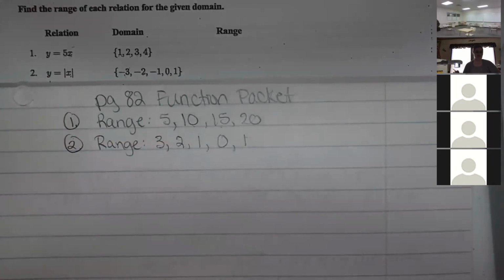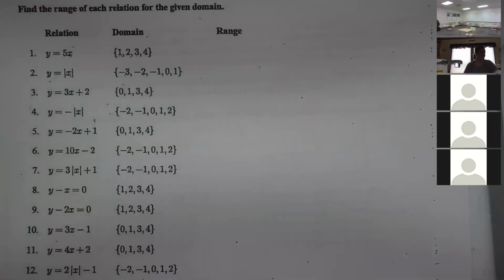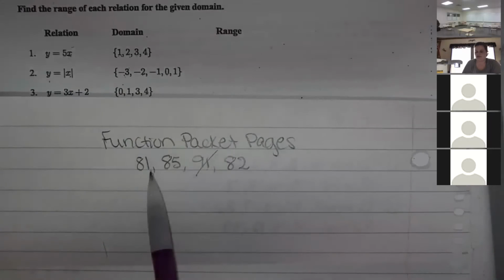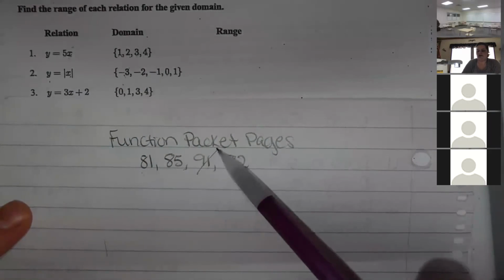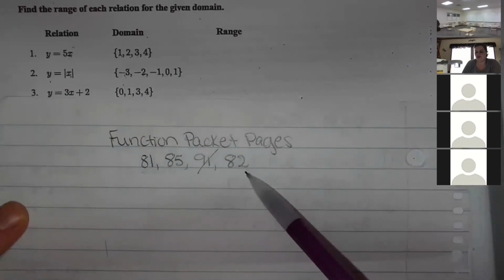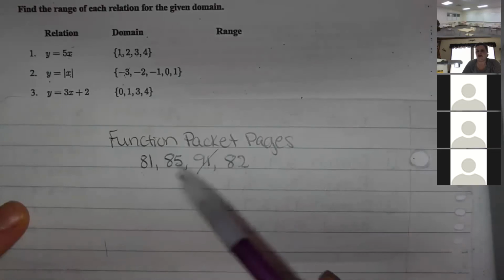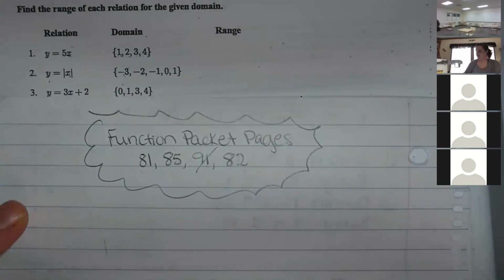So one more time so that you know what you're doing tomorrow. If not, you can always check the stream. We're going to review one more time. In your function packet, you have to do pages 81, 85, 91, but I crossed that out because technically that was the one we did those 2 questions on, and that's all that's on there, and page 82. So that is your homework. You have function packet pages 81, 85, 91, but technically we already finished that, and 82.